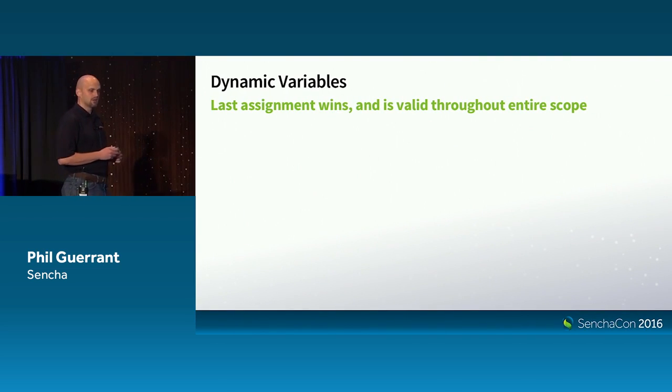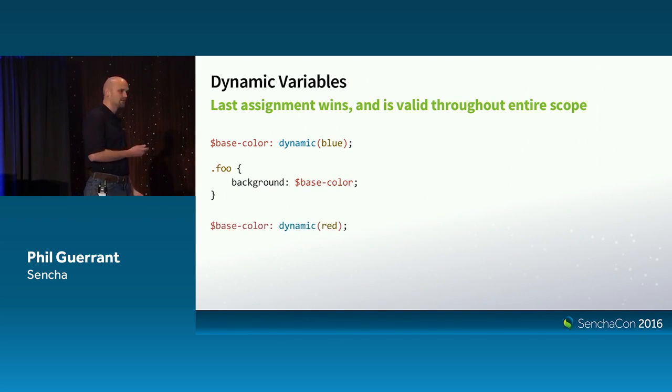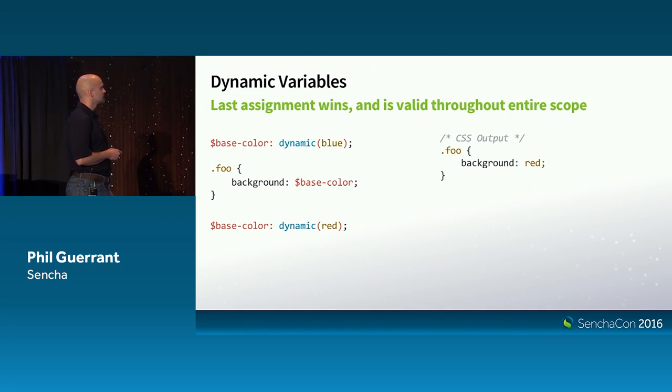What does it do? Well, it means the last assignment wins and is valid throughout the entire scope. If we assign a value to base color, then we use it in a rule, and then we assign a different value, the last value is the value that's used in the rule. And this just helps us organize our code better. It simplifies things because it means that we don't have to worry about the ordering of when we can use variables versus when we can derive from them, and so on.